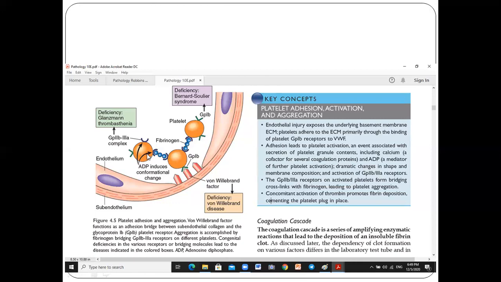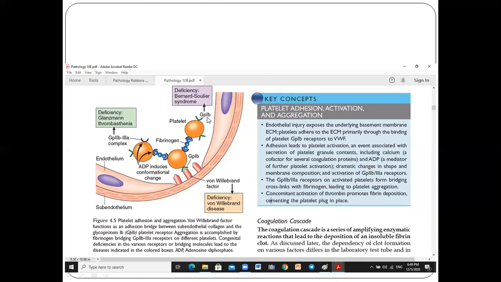Congenital deficiency of various receptors or bridging molecules leads to diseases indicated in the colored boxes. ADP induces a conformational change in the glycoprotein 2b3a complex; its deficiency results in Glanzmann thrombasthenia. This is fibrinogen. Fibrinogen causes bridging of two different glycoprotein 2b3a molecules, and it causes aggregation.